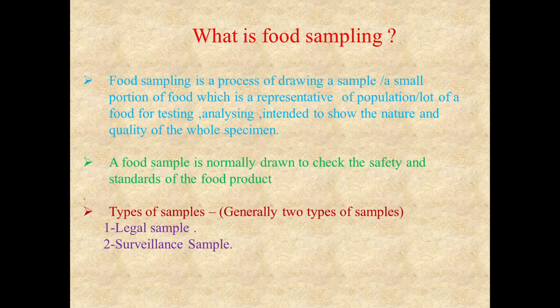Food sampling is a process of drawing a sample, a small portion of food which is a representative of the population lot of a food, for testing and analyzing, intended to show the nature and quality of the whole specimen. A food sample is normally drawn to check the safety and standards of the food products. Types of sample: two types, legal sample and surveillance sample.